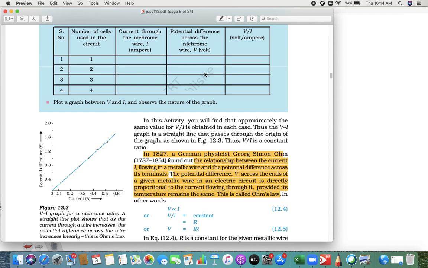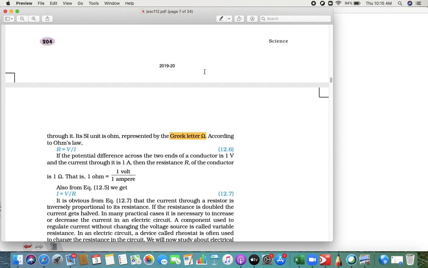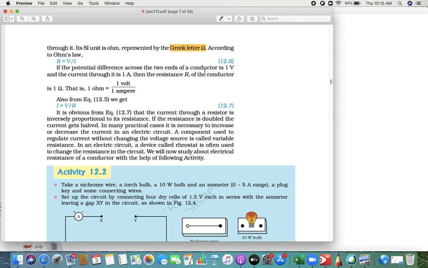Okay, and when they plot a graph of V versus I, it is always a straight line. The next thing we are talking about is the resistance. The unit of resistance is ohm, O-H-M, and the symbol is omega, right?